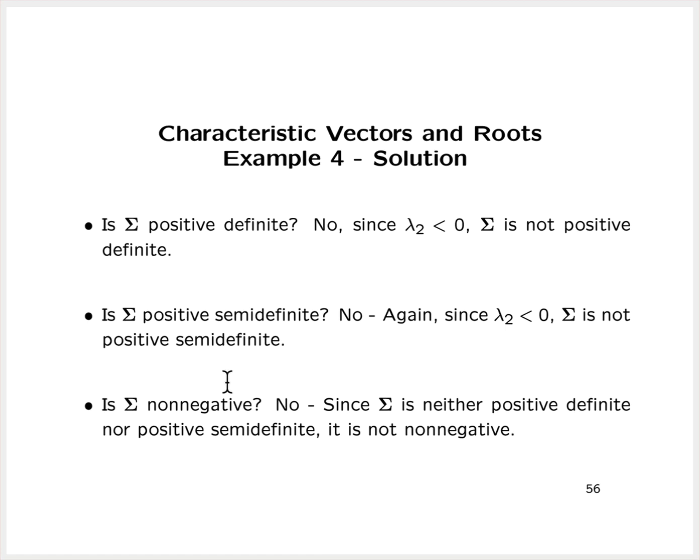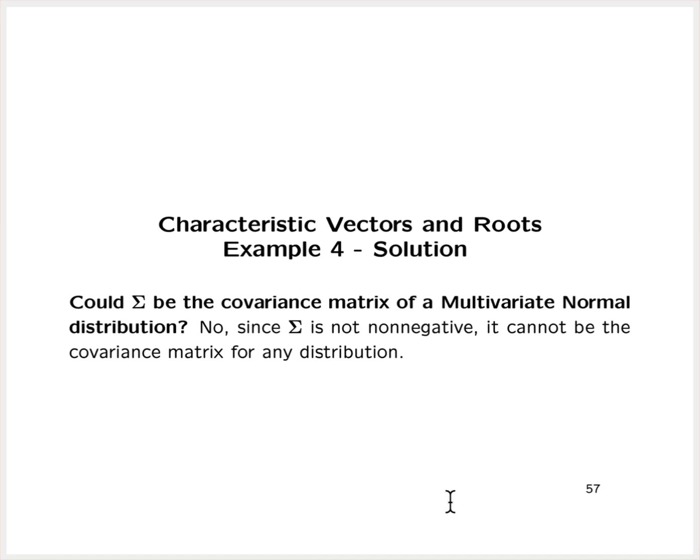Is it non-negative? No, it's not, because again, it's neither positive definite nor positive semi-definite. So it's not a non-negative matrix. And because it's not a non-negative matrix, it's not a valid covariance matrix, and so it could never be the covariance matrix of any multivariate normal distribution.